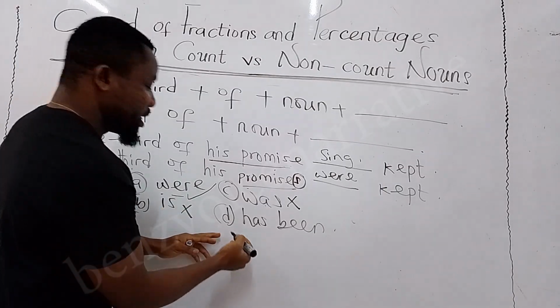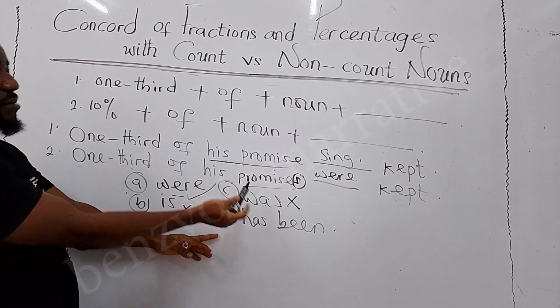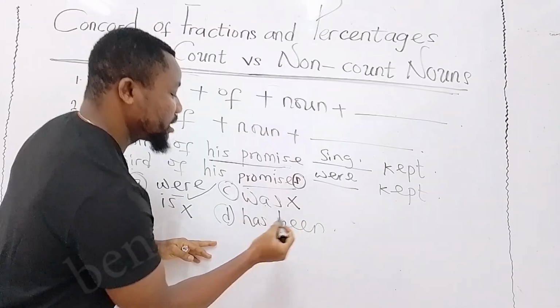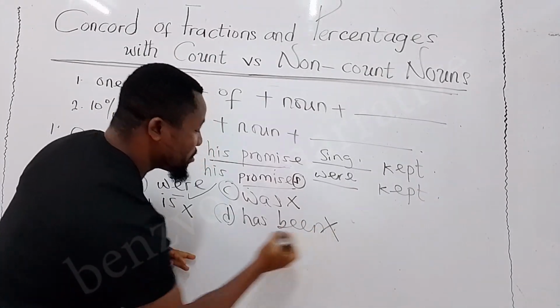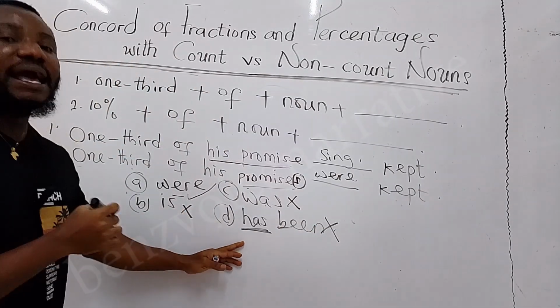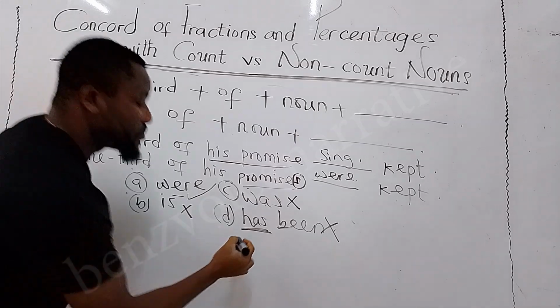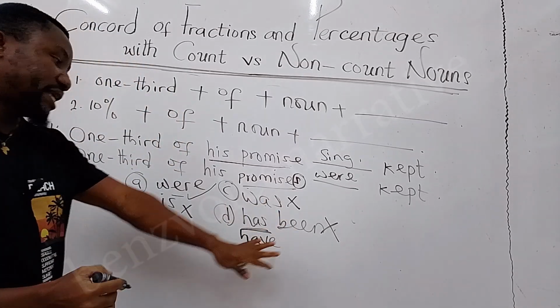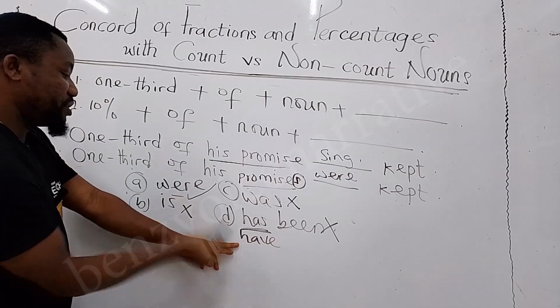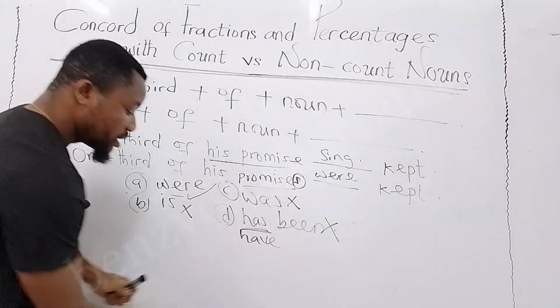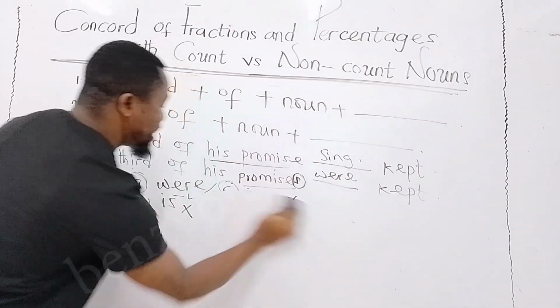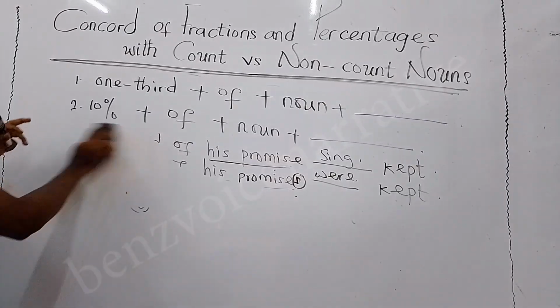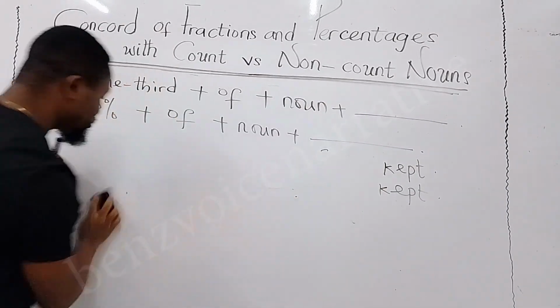So let's come to option D. One third of his promises has been kept. This is also wrong because of the presence of this verb has. If this were have been kept, then this and this would have been right. Okay, so that is that about that example. Let's look at another example, still on the first structure.